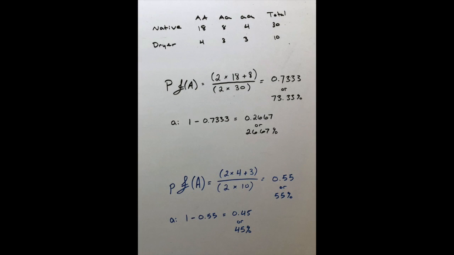To help solve for the allele frequency, we need to solve for both the frequency of big A in the dryer coin population and the frequency of big A in the native coin population. For the native coins, this is done by accounting for how many times big A appears, 2 in this case. It is multiplied by 18 from big A and 8 from big A little a. This is then divided by how many times big A appears to the total of the native population, so 2 times 30, resulting in 0.7333 or 73.33%. This is repeated for the dryer coin population.